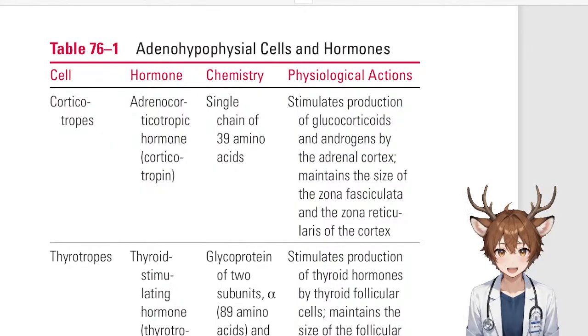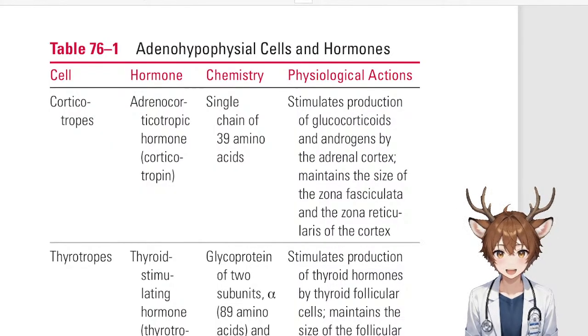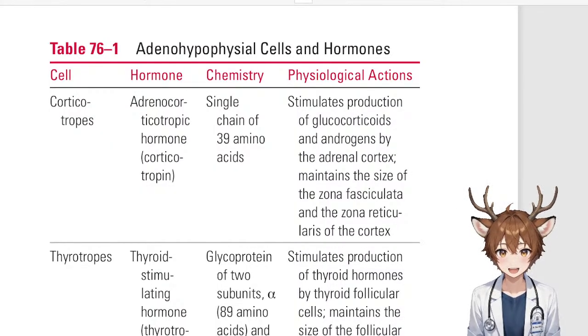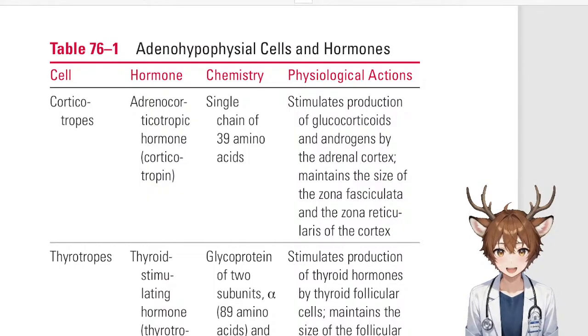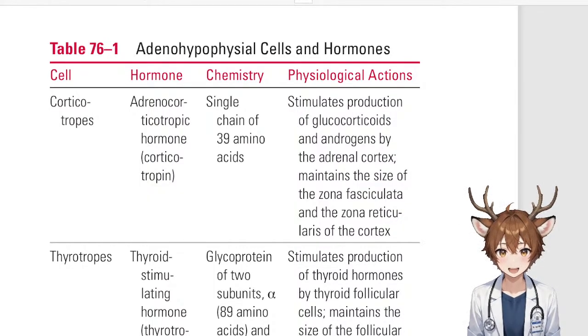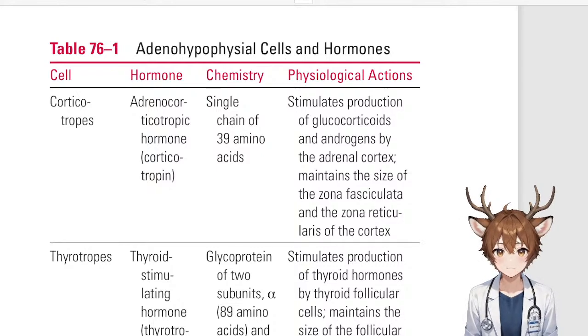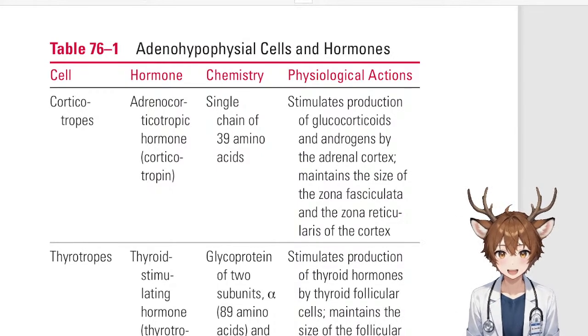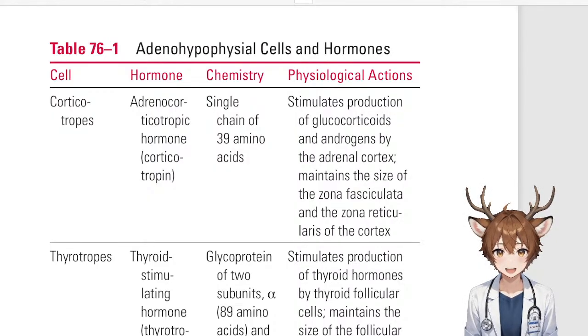They prefer tables, I guess, in this context. So let's just go down the list, okay? Adenohypophyseal cells and hormones. So the cell... These are in the anterior pituitary, right? So corticotropes, they release adrenocorticotropic hormone, also called corticotropin, which I think you should also call ACTH as well.